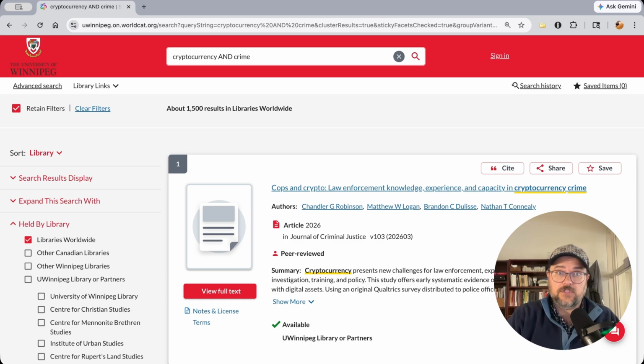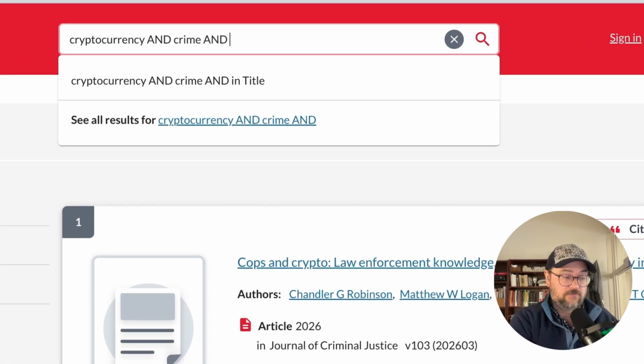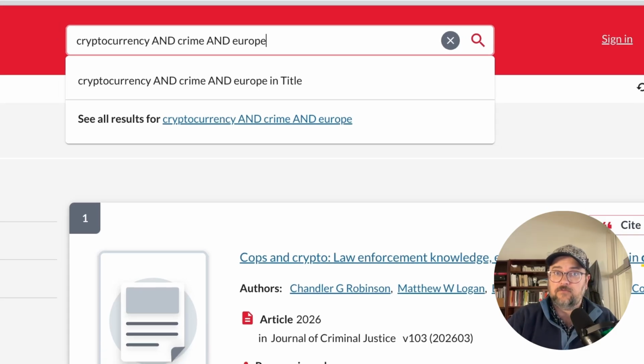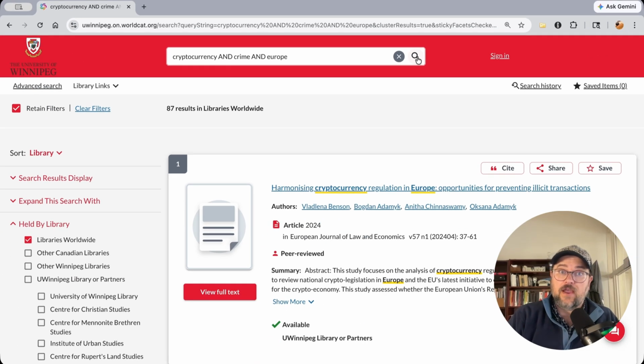You can continue this pattern, right? So if you want to reduce it further, you can add things like time periods, geographic regions like I have here, adding Europe. You can add different demographic factors. You can add other keywords or concepts. Basically, the more that you expand on this using the AND search, the fewer the number of results you're going to get. So adding the geographic descriptor Europe, now we get 87 results that are found in the library.